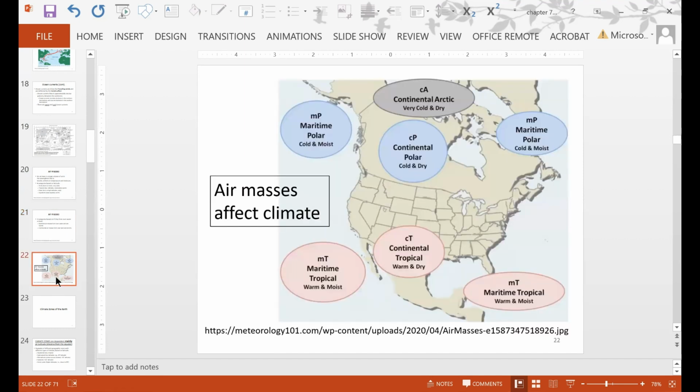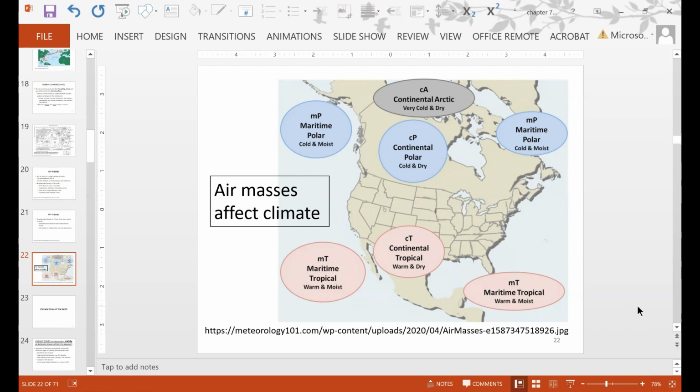And here is a map that shows you different air masses. So you have continental Arctic, which is very cold and dry. Continental polar is cold and dry. Maritime tropical is warm and moist. Continental tropical, warm and dry. Maritime tropical, warm and moist. Maritime polar, cold and moist.